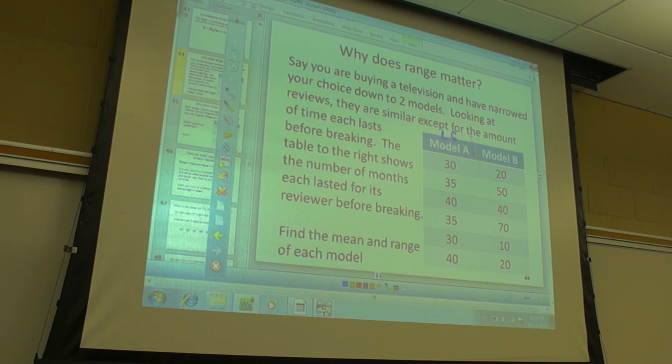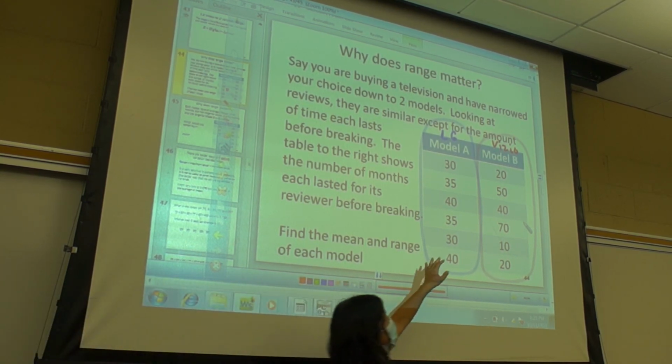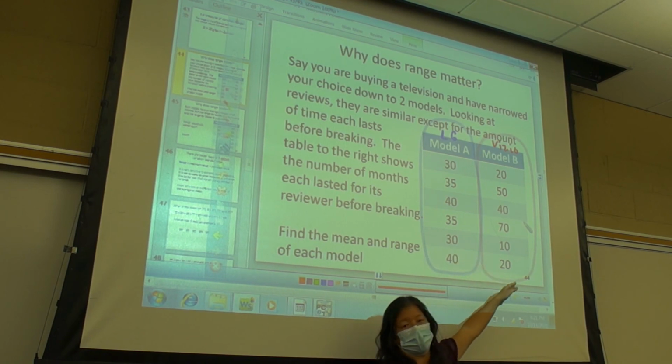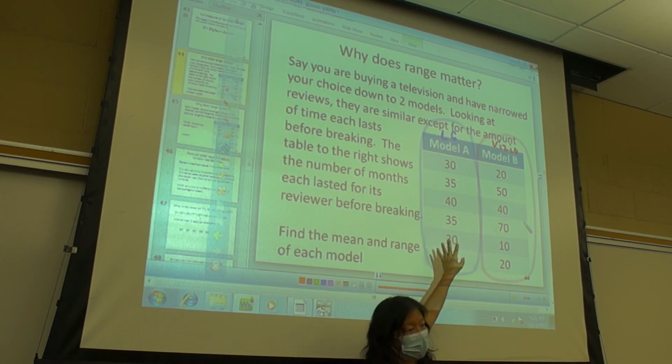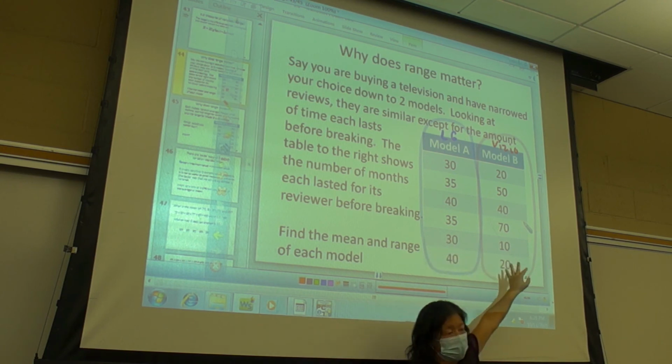All right, so say this one is LG. These are like 6 people who reviewed an LG TV. And then model B, say that's Vizio. Right, so 6 people who bought a Vizio TV and reported on it. And then in their reviews, they talked about, oh, it lasted this many months before it broke. So this is a sample of people who bought the LG TV. This is a sample of people who bought the Vizio TV.